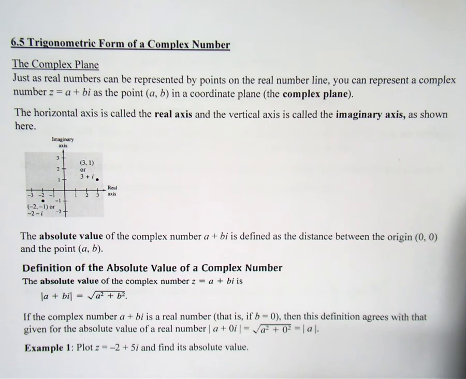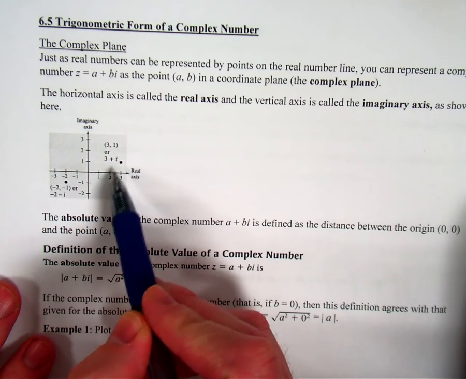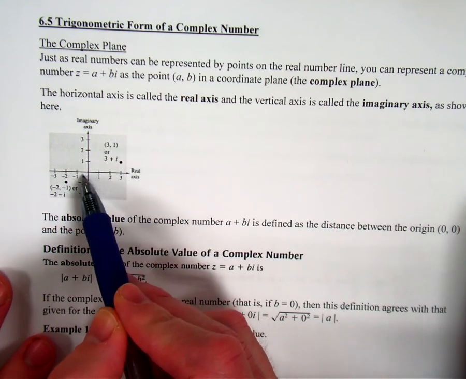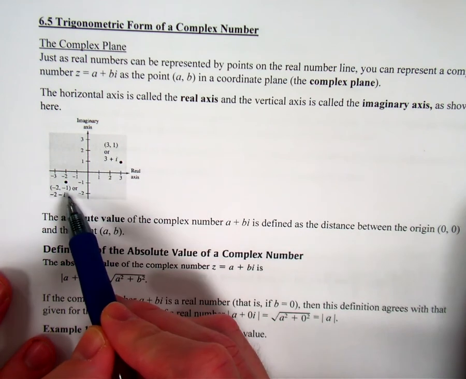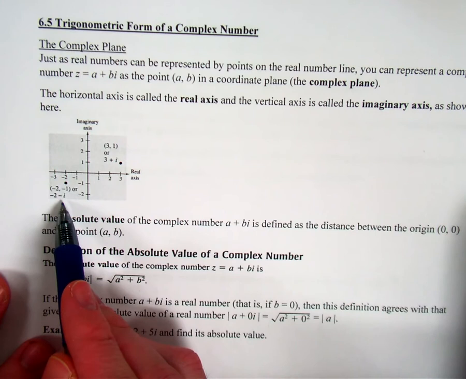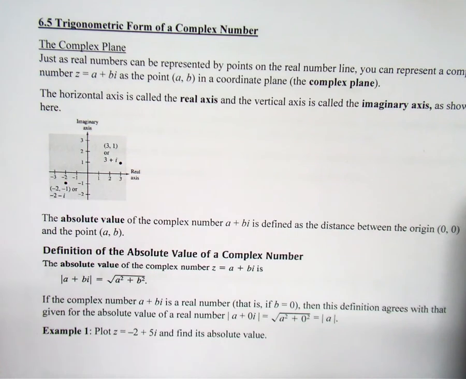The horizontal axis, side to side, your x-coordinates, that's the real part, the real axis. The vertical axis is going to be your imaginary axis. You can see here in the notes, they have 3 plus i, that's 3 comma 1, 3 to the right and 1 up. Your other one here is negative 2 minus i, 2 to the left and 1 down. So basically the i part just becomes your y coordinate.